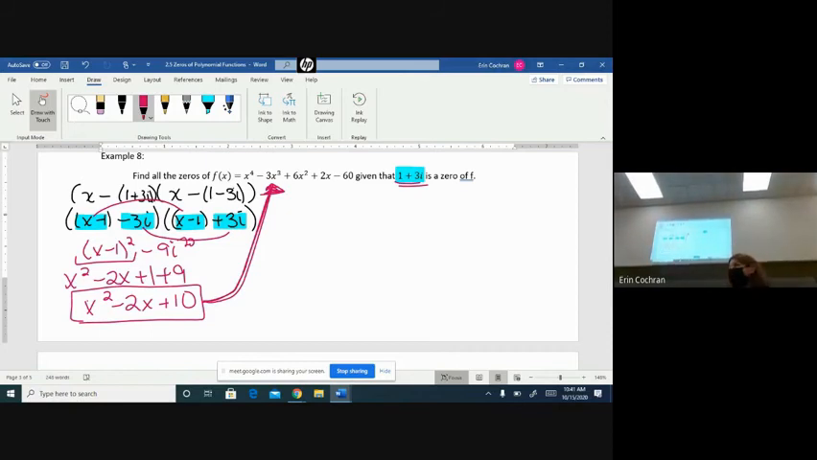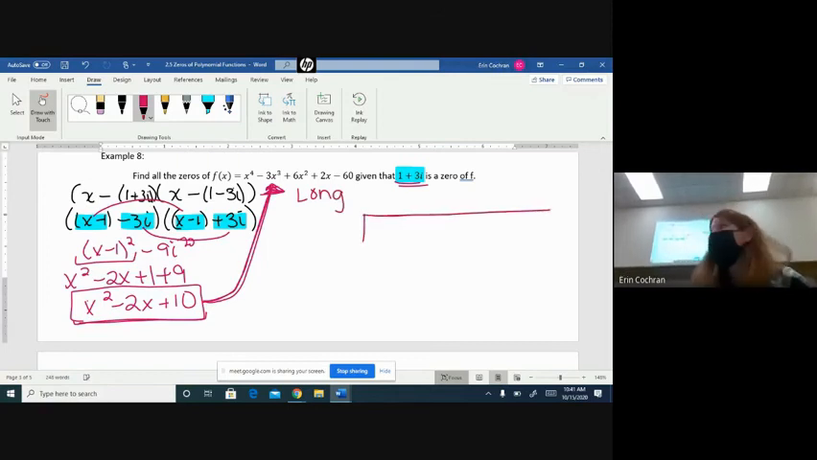Now, can I use synthetic division on this one? No, why not? Because this is a trinomial. The only way you can use synthetic division is if it's a binomial, right? This is a trinomial. So we have to use long division. Didn't we talk about long division last time? Yeah.